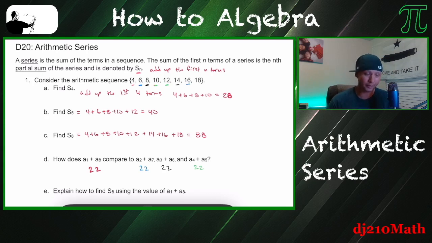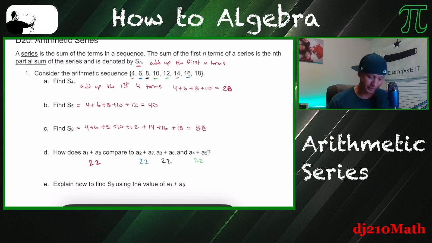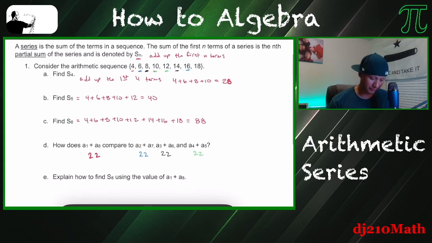It's not exactly a coincidence, but it's interesting that when you add up these particular pairs, we get the same value, 22. That's going to play a role here in a second. All right, so let's explain how to find A sub 8. How can we figure out the sum of all 8 terms by using the fact that the first and the last is 22?